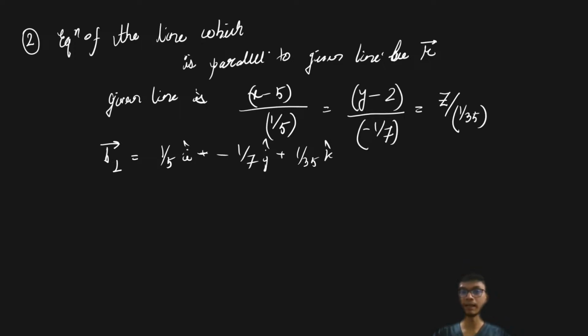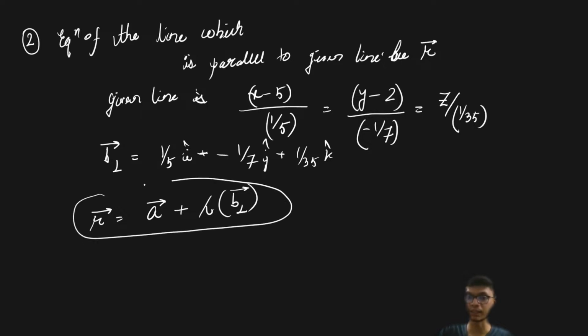So from here, I can write the equation of the line r as equal to some position vector which is lying on the particular line plus some lambda times of this b1, right? So from here, I can write both the vector equation as well as the Cartesian equation, right? So this is the required line. Okay, so this is how you are going to approach the problem. I hope this solution is clear enough to all of you.